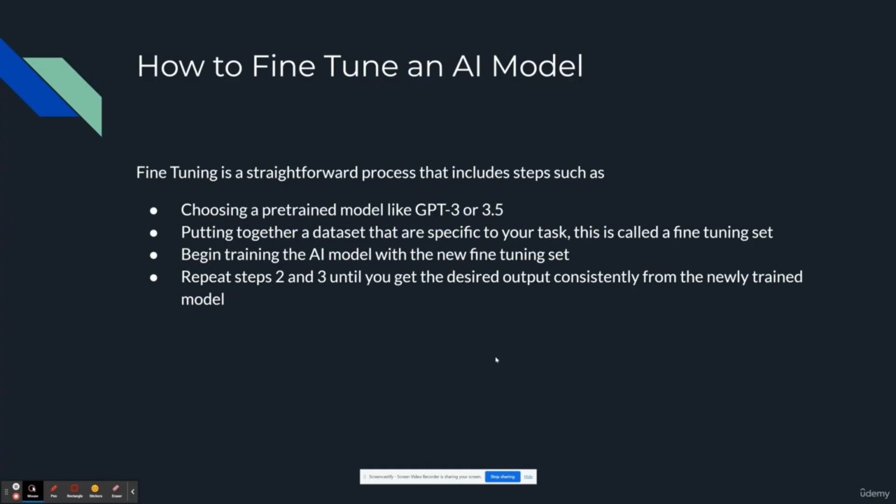So how do you fine-tune an AI model? It's a very straightforward process that includes steps such as choosing a pre-trained model like GPT-3 or GPT-3.5, which are available from OpenAI. They're the most popular and the easiest to use because they provide an easy API that you can interface with. Then you put together a data set that is specific to your task. This is called your fine-tuning set. Then you begin training the AI model with the new fine-tuning set, and you do this for multiple iterations until you consistently get the desired output from the newly trained model.